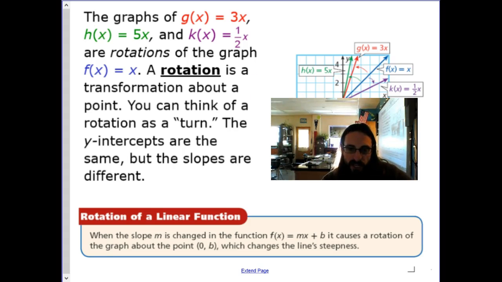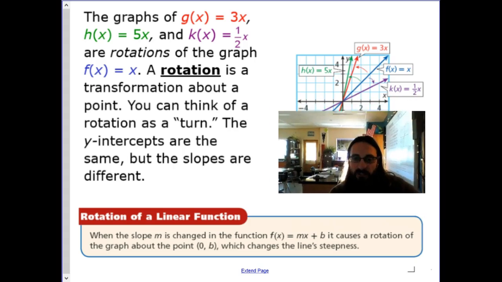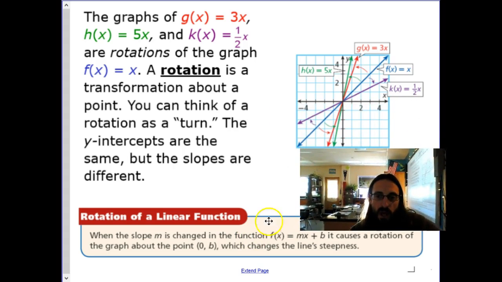When we think about rotations, what we're talking about is making something steeper. So again, as you increase the slope, you make it steeper. As you decrease the slope, you can see which way it's kind of rotating. So again, here's my blue line, my parent function, my mother function. If you change the slope to 1/2, you make it not as steep. If you increase the slope to 3 or 5, you make it much steeper. So you can think of it as terms.